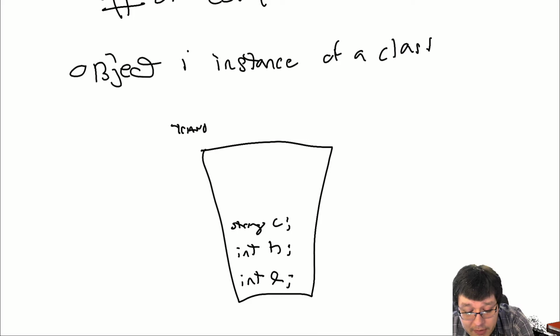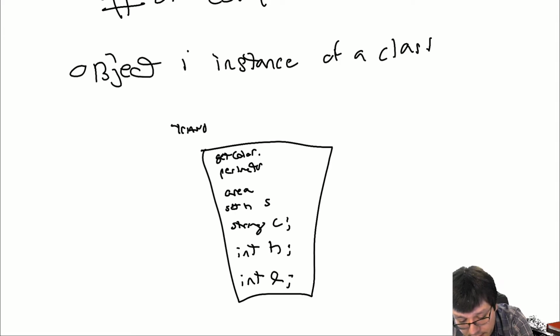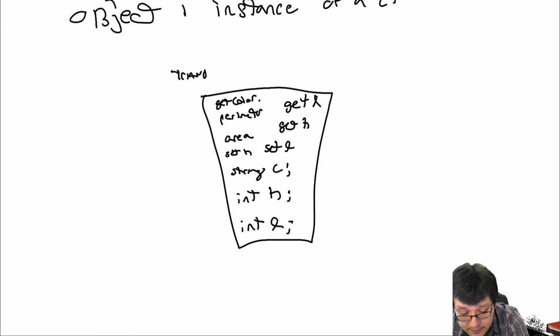The operations that we have on the bucket are going to be to get the area, to get the perimeter, and then maybe to get the color, and then maybe to set the height and set the length, okay? And maybe also to get the height and get the length. And that's it, okay? So we want to have a get color or set color, I mean. So here's the thing.